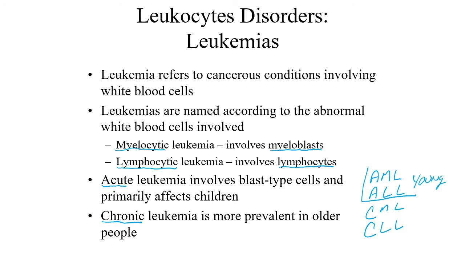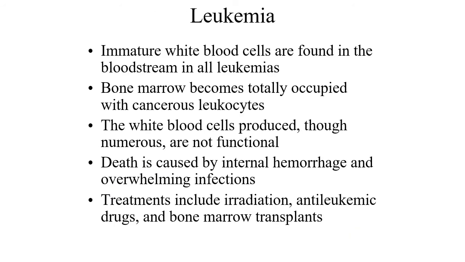So these are usually kids that end up with it. And then the chronic leukemias are more prevalent in the adult. Doesn't mean that a child can't get a chronic type and an adult can't get an acute type either, but those are the general rules when it comes to leukemias.